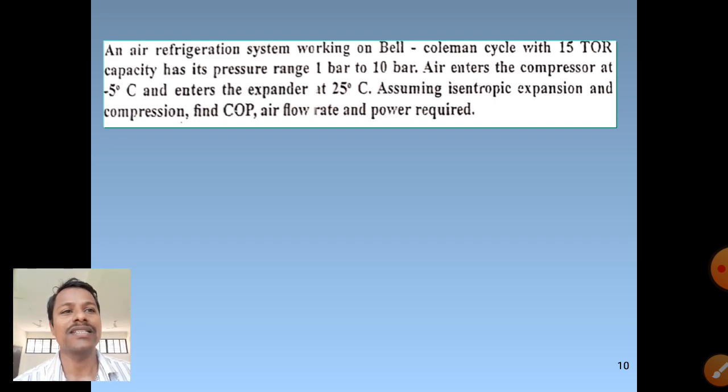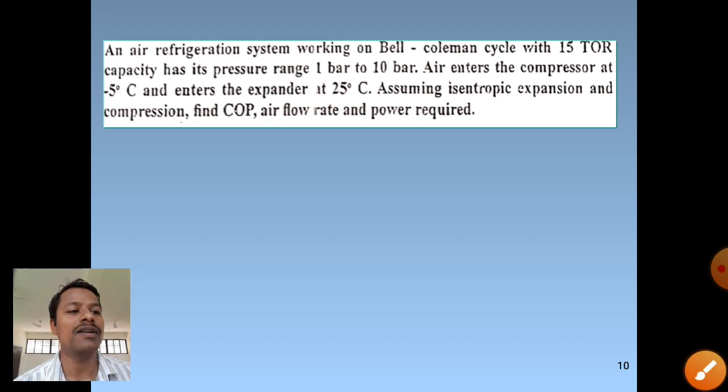Exit of condenser. So that is 25 degrees Celsius he has given, that is T3, 25 degrees Celsius. Assuming isentropic expansion and compression. So assuming isentropic expansion and compression, find the COP, airflow rate and power required.